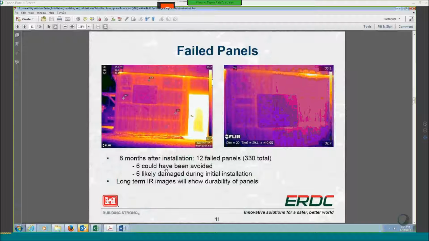The other aspect I'd like to mention is, of these 6 panels, we only noticed 1 of them right after the install. So when we came back a few months later, that's when we noticed the other 5 had failed. So this kind of points to what I was saying earlier, that repeated IR imaging can give us a good indication of the long-term performance of these things.